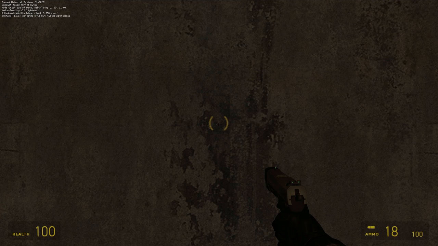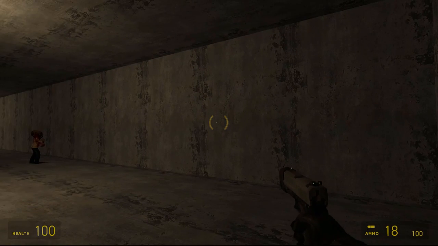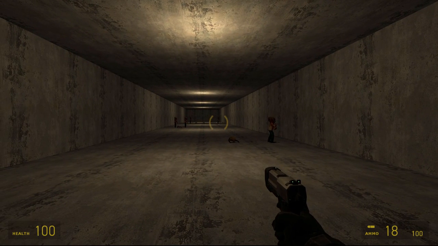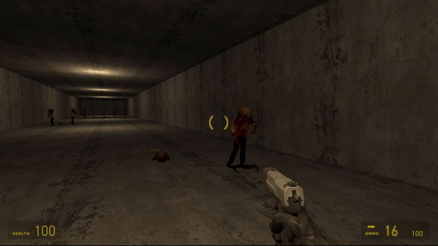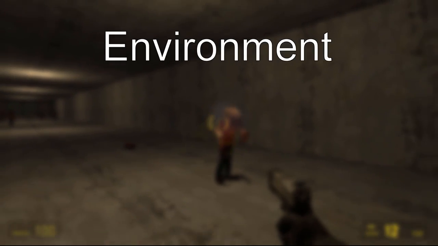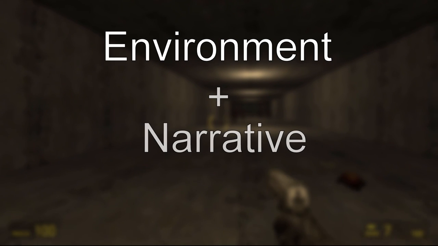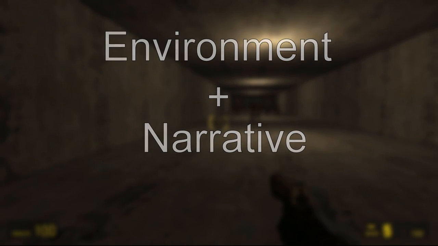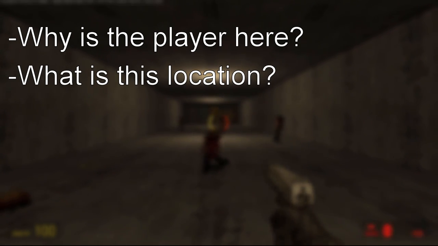Now that we've covered that, I want you to imagine a Half-Life level that hits its intended difficulty perfectly and has perfect pacing, but is in a straight concrete hallway with no windows. Not terribly exciting, right? One of the other things that the design team needs to determine for each level is its environment, where it takes place. This is usually joined in with the narrative of the game at that point, answering questions like, why is the player here? What is this location?